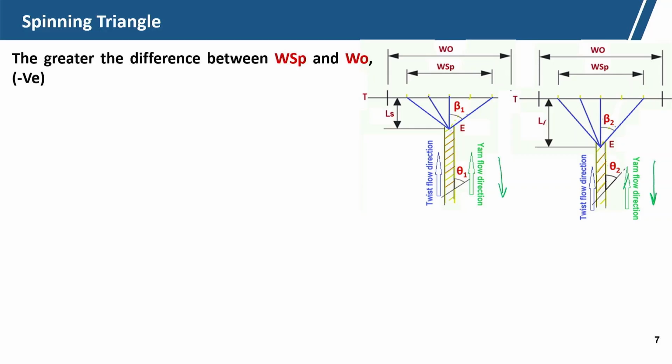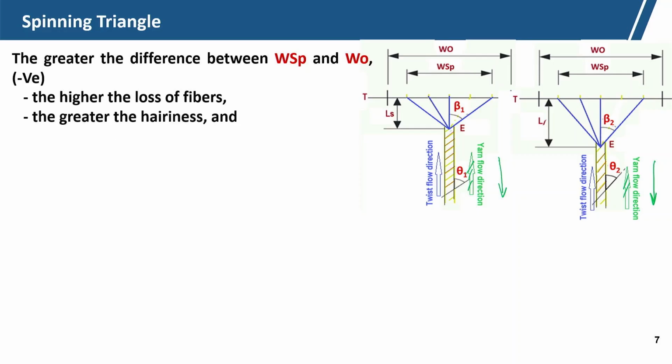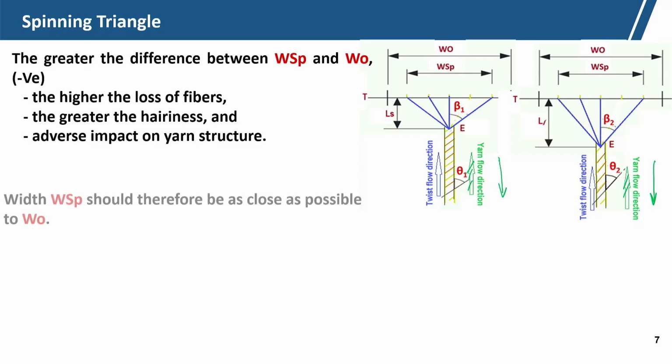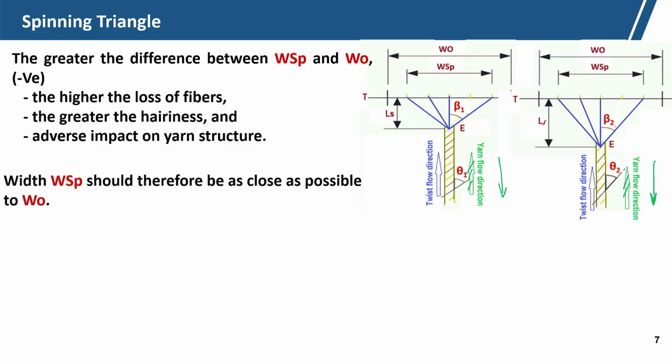Yarn movement. The greater the difference between WSP and W0, the higher the loss of fiber, the greater the hairiness and the adverse impact on yarn structure. So, the yarn structure will show higher hairiness. The yarn properties, yarn luster and all the appearance will be deteriorated. WSP should therefore be as close as possible to W0.